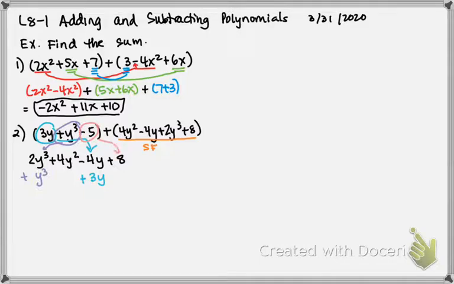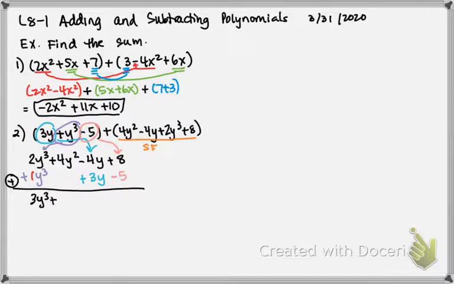Negative 5 is going to pair up with the 8. Okay? And then I just go ahead and I add them. So it's just an adding problem, right? So 2, and remember, if I don't see the coefficient, it's always 1. So 2 plus 1 gives me 3y cubed.